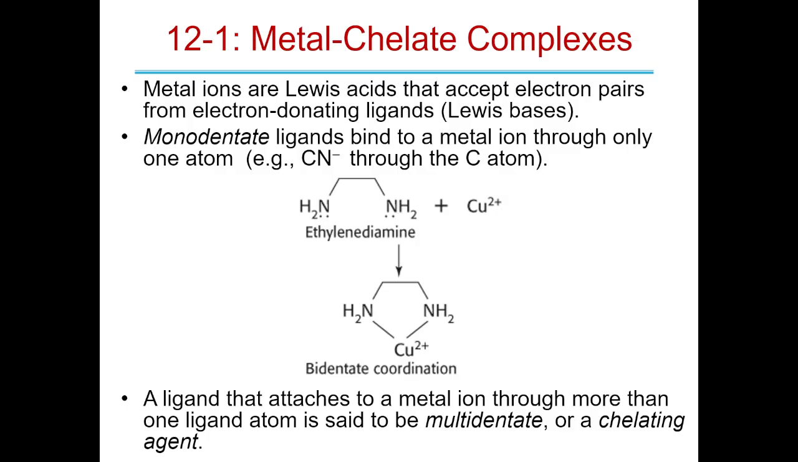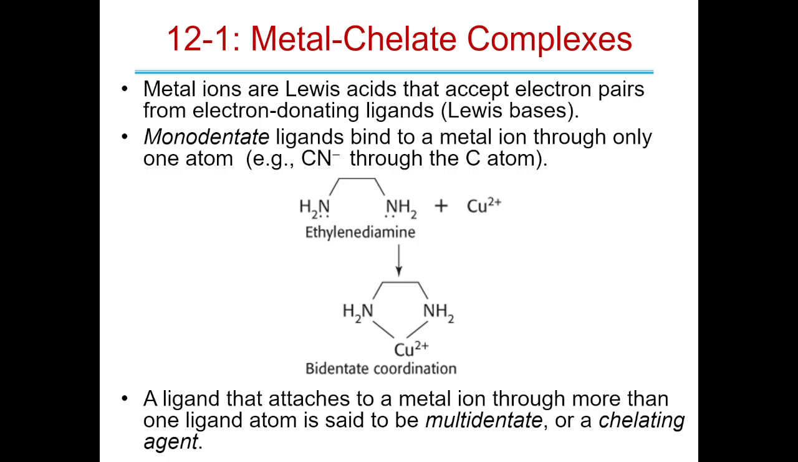Anyways. So the metal ions are going to be Lewis acids. They accept electron pairs from electron donating ligands, which will be Lewis bases. Monodentate ligands would bind to a metal ion through only one atom. For example, this would be things like CN minus, right? This would be things like your OH minus. Those are the ones you're probably most used to, right?